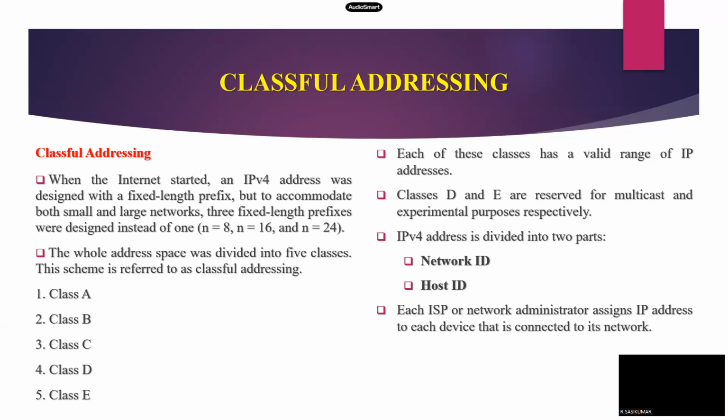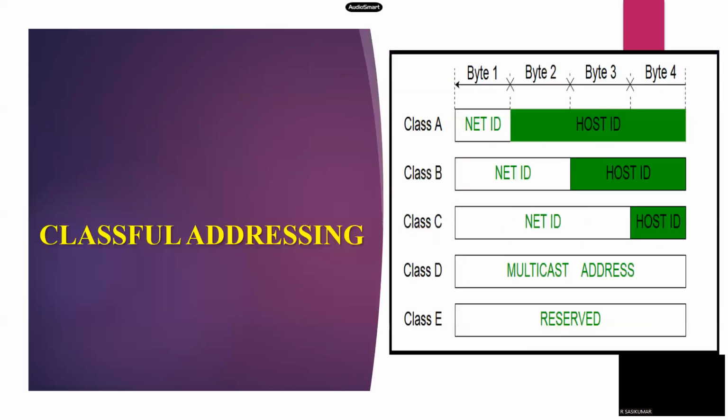IPv4 is divided into 2 parts. One is a network ID, another one is a host ID. I already told you that in the previous slide. So the prefix defines what? Network. The suffix defines what? Host ID. The host belongs to that particular network. So it gives the number of hosts available in that given network. So in an IPv4 address, the address space is divided into 2 major parts. One is a network ID, another one is a host ID.